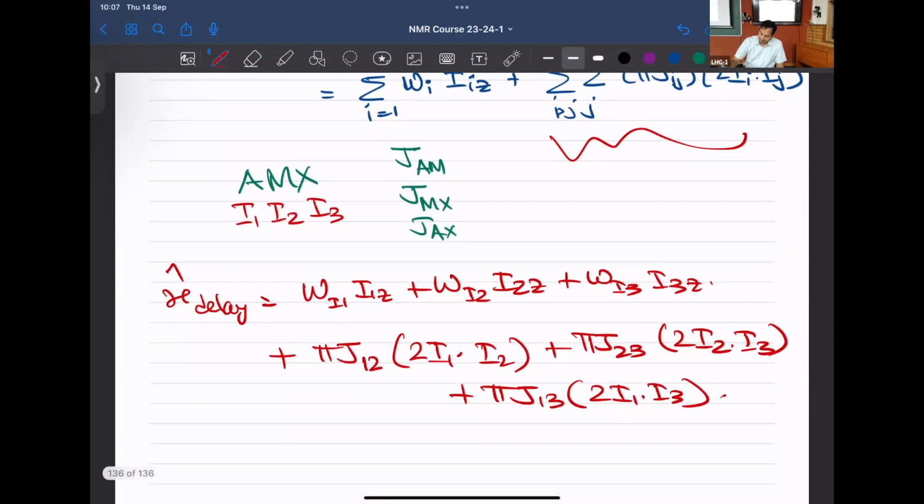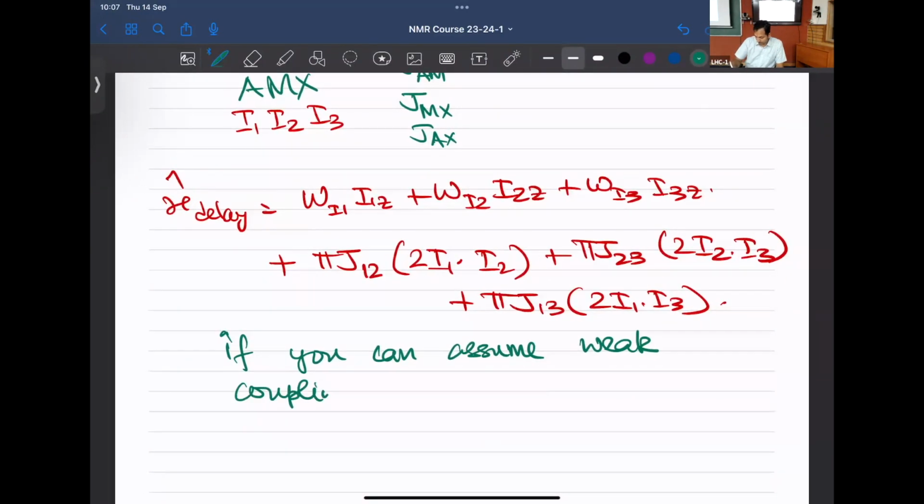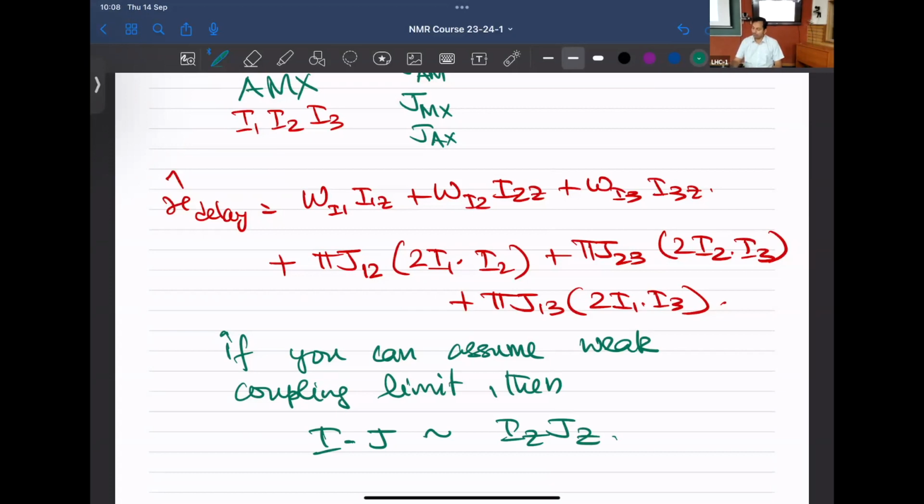And if you can assume a weak coupling limit, then the I dot J component reduces itself to the IZ JZ component only. So this is what we are dealing with for most of this course. We are not worrying about the strong coupling limit. Weak coupling limit helps us for most of the cases, so let's just go with that. Did that answer your question on what is the Hamiltonian?